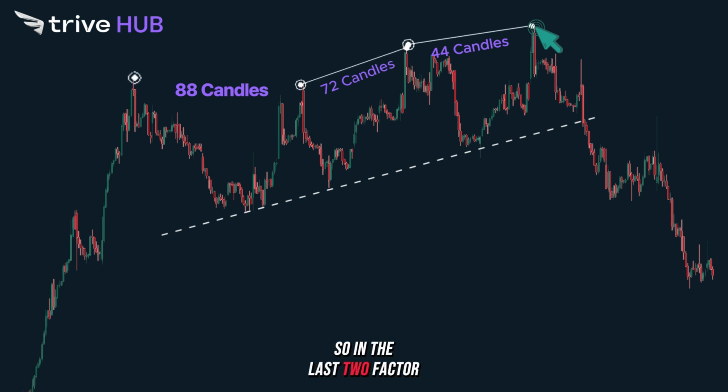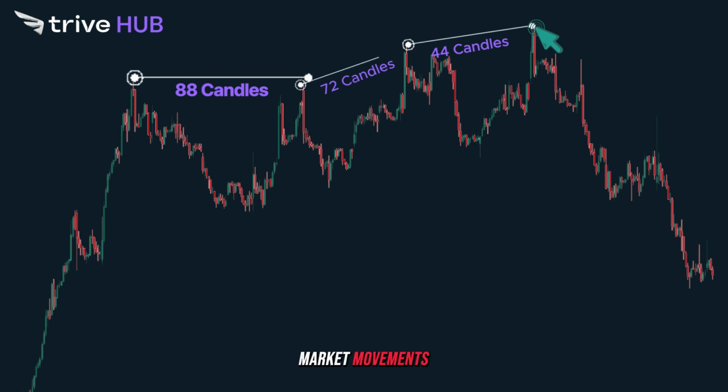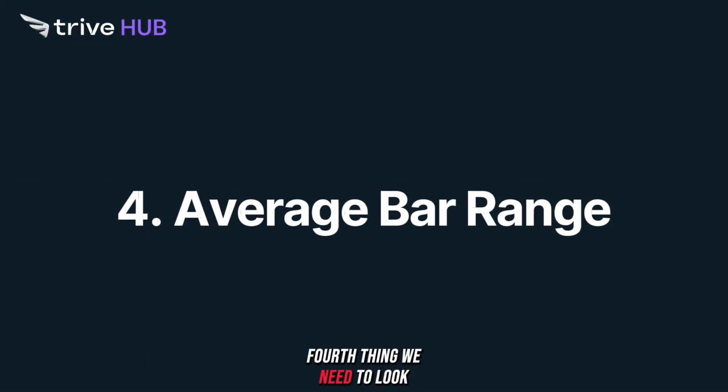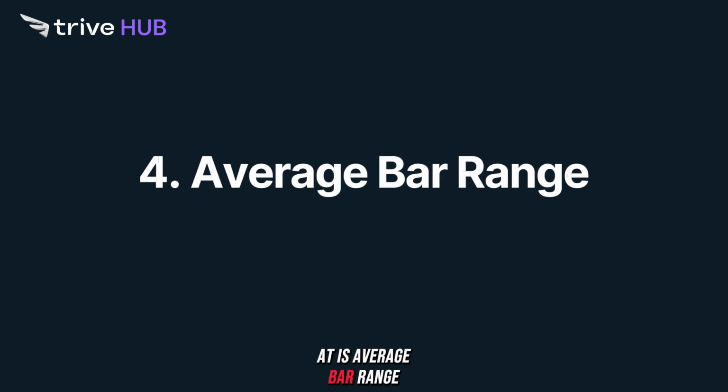In the last two factors we were measuring price movement vertically, but in this third factor we need to measure the horizontal timeline to get a comprehensive view of market movements. The fourth thing we need to look at is average bar range.